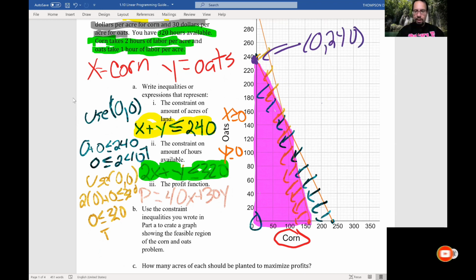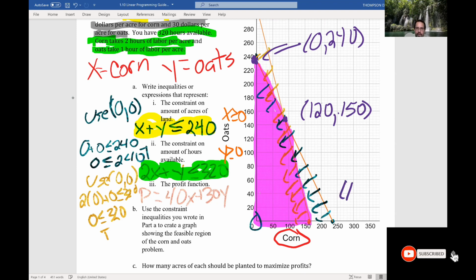Then we have this one here, which looks to be about (120, 150). Then we have this point right here, which will be (160, 0). And then we have the origin, which is just (0, 0).